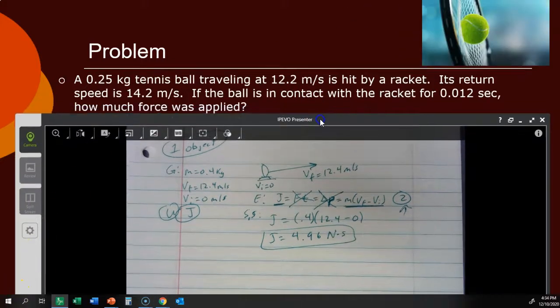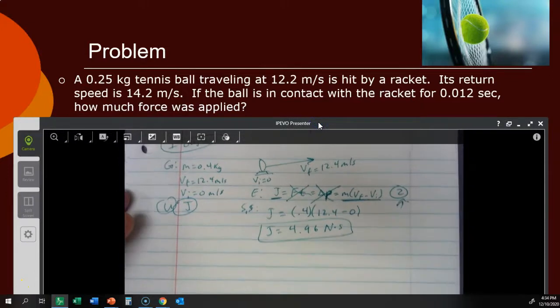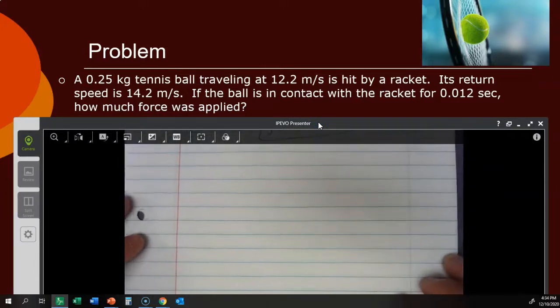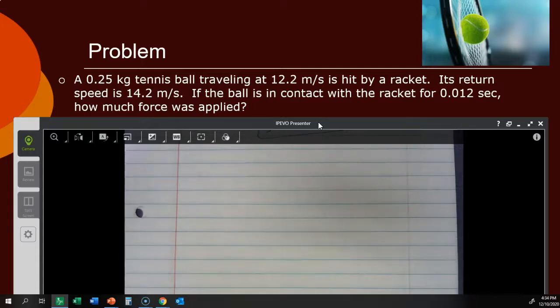All right, here's another one. It's about a tennis ball traveling at 12.2 meters per second. Once again, I want you to notice how many objects. Now, some people say, well, there's a racket in this problem too. Yes, there is, but we have no information about this racket. We only have information about the tennis ball. There's its mass. Really, you can go off of how many masses the problem gives you. There's one mass in this problem.